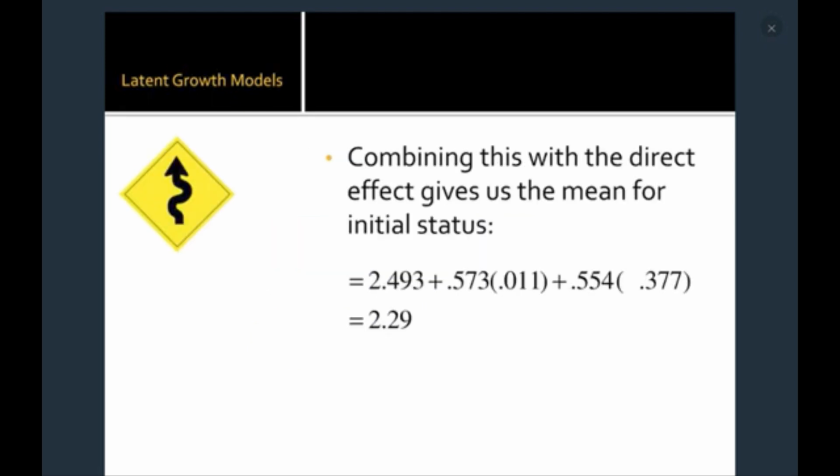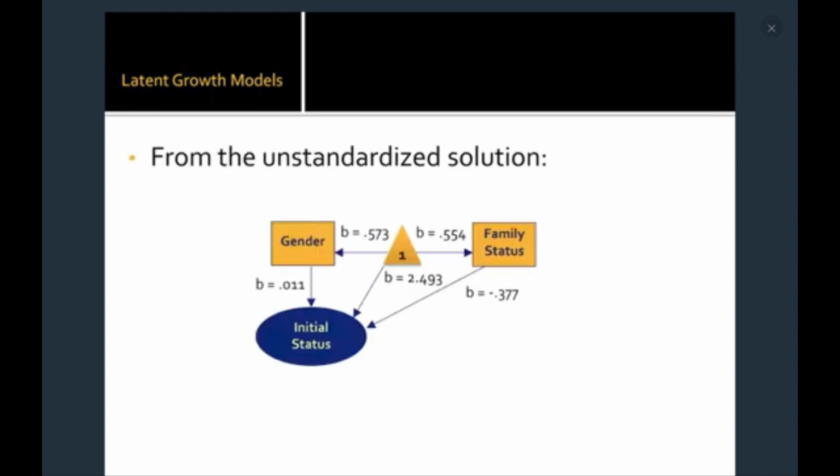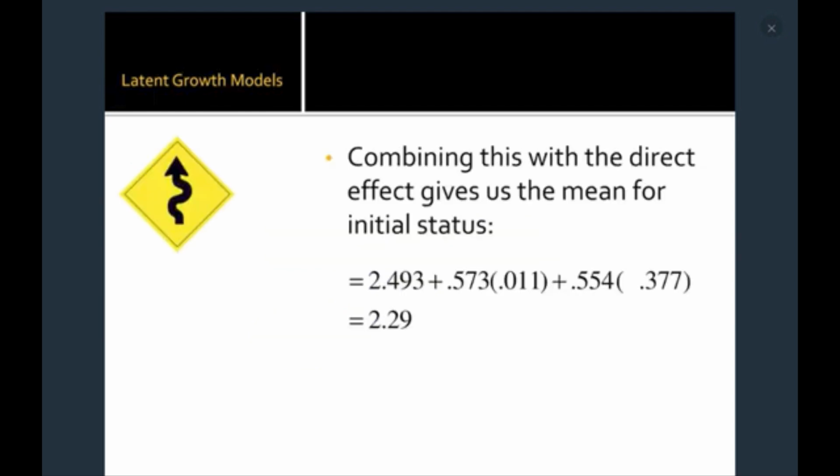You're combining that direct effect with the indirect effects, and so the 2.493, where did that come from? That's the direct effect of the constant on the initial status latent variable. That was the intercept that I just showed you. So we start with that. Then we add in the 0.573 times the 0.011. Where did that come from?